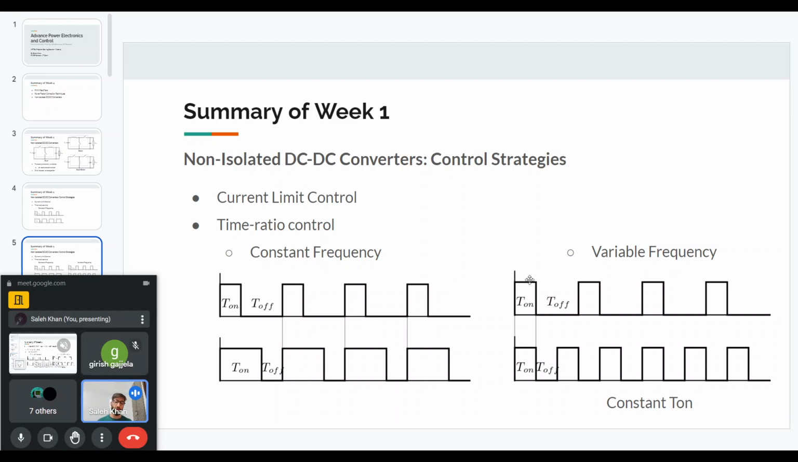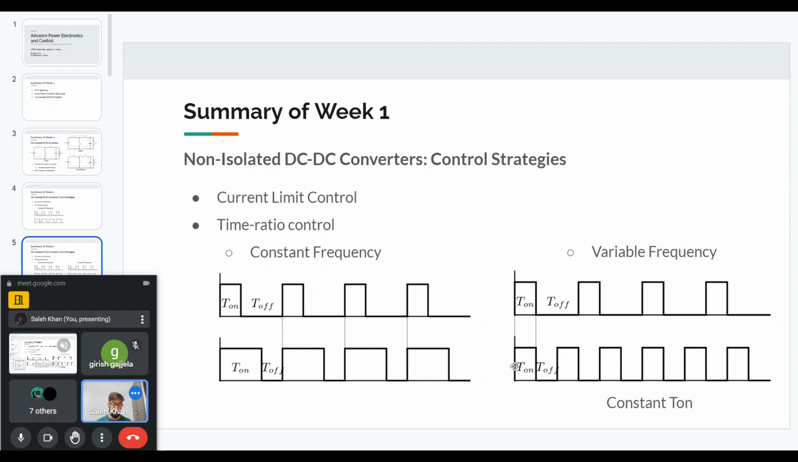Now, if we want to keep T on time as constant, we don't want to change the time T on. So like here I have shown this time T on from top to bottom, it is the same. But I want to increase the duty ratio. So I can do that by decreasing the T off time. And when I decrease the T off time and keep the T on time constant, I am basically increasing the switching frequency.